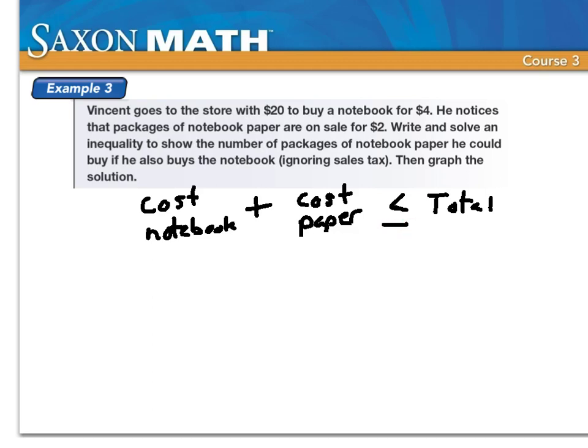Well, the cost of his notebook is $4, plus the cost of the paper. Well, we want to know how many packages of notebook paper that he can buy. So we're going to put that equal to a variable. So I'm going to say n equals the packages of notebook paper.